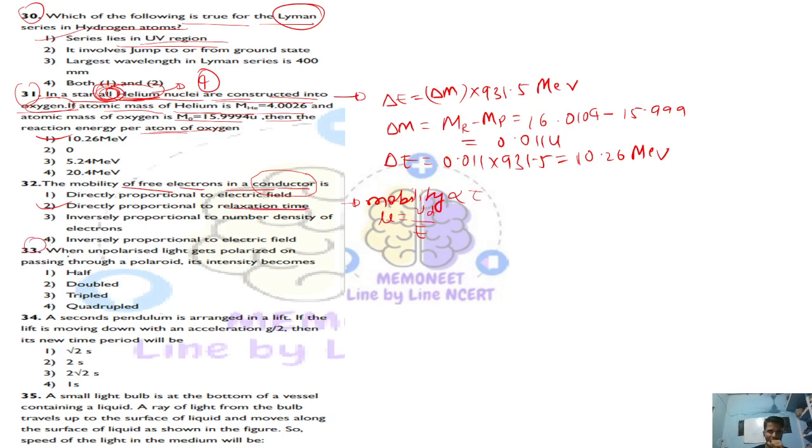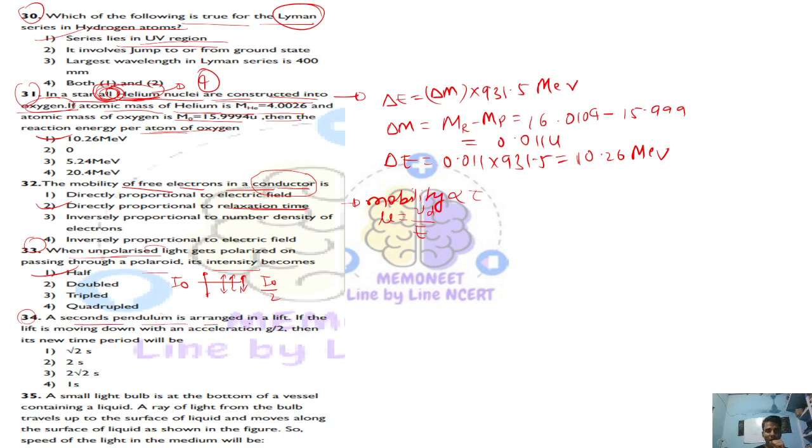Now, moving next. When unpolarized light gets polarized on passing through a polarizer, its intensity. Let's see. When unpolarized light of intensity I naught passes through a polarizer, it is converted into plane polarized light, and its intensity gets halved. Option one will be the correct one. So that was an option based question.